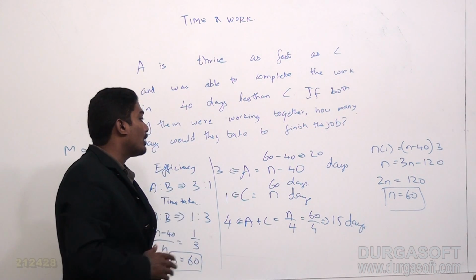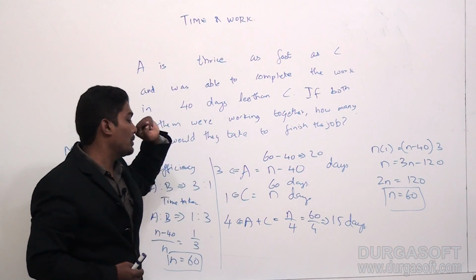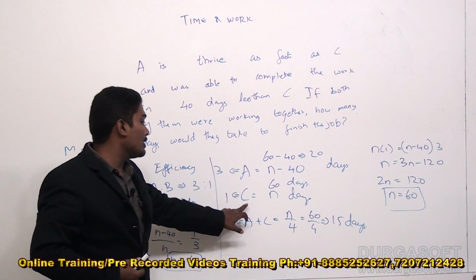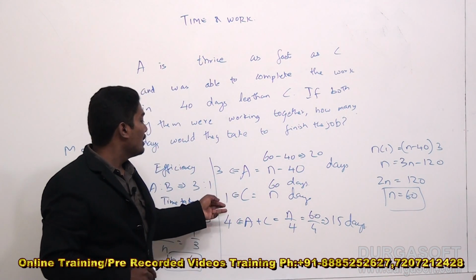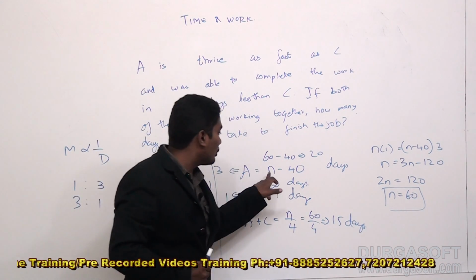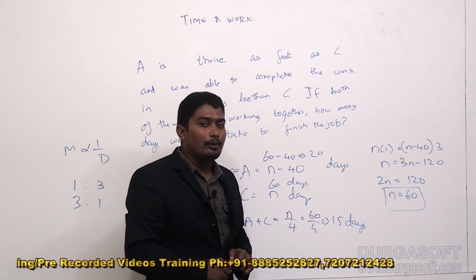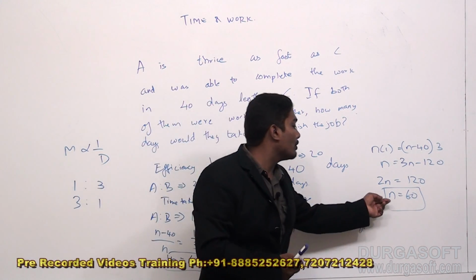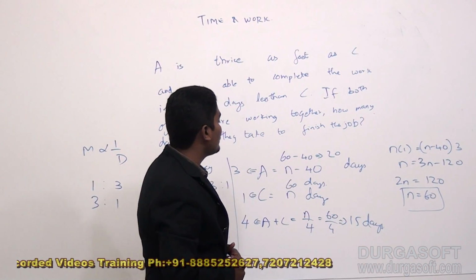In the first method, I knew the efficiencies are in ratio 3:1. So I assumed that A will eat 3 chocolates per day and C will eat 1 chocolate per day. I tried to calculate the total number of chocolates. According to C, the total number of chocolates will be n into 1, n. According to A, the total number of chocolates will be (n minus 40) into 3, which is 3n minus 120. By bringing all the n on one side and numbers on the other side, I find that n is equal to 60.